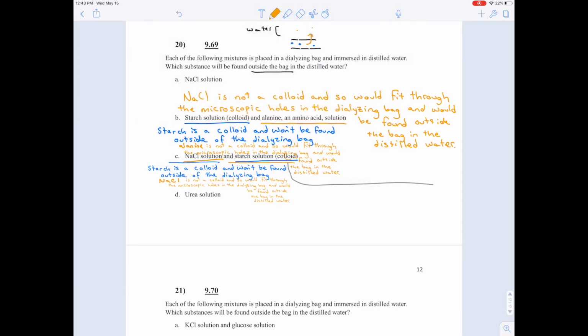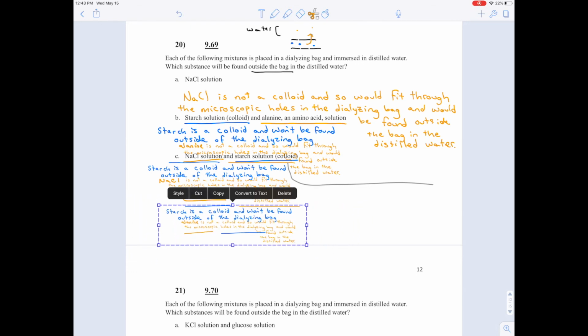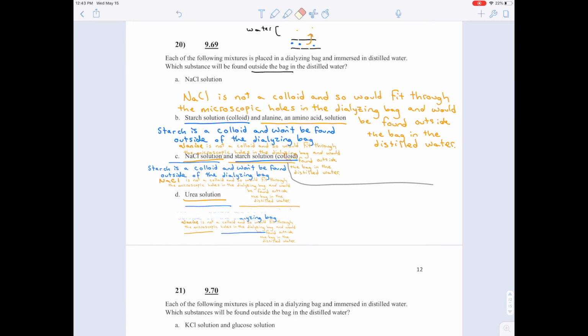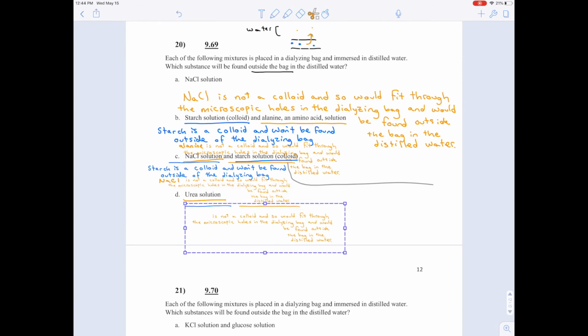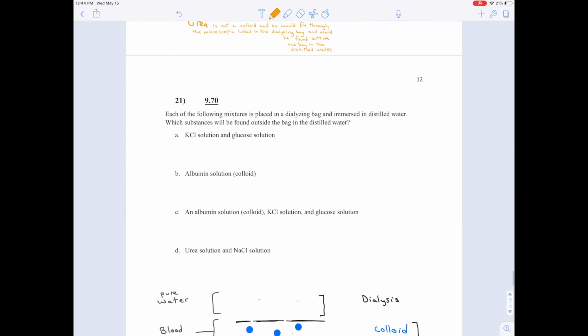All right, how about a urea solution? They don't say this is a colloid, and so it will be small enough to fit through the holes, and it would be found outside of the dialyzing bag. So we can take our explanation. We only have the thing that is not a colloid, and we're not dealing with alanine, we're dealing with urea. So what you could write for this is that urea is not a colloid, and so it would fit through the microscopic holes in the dialyzing bag and would be found outside the bag in the distilled water.